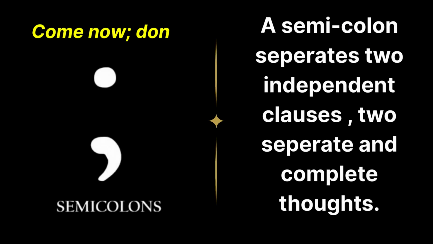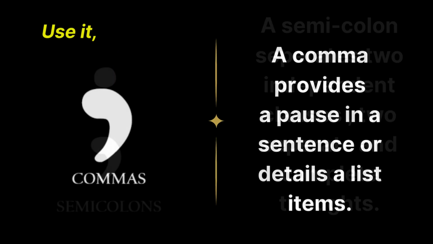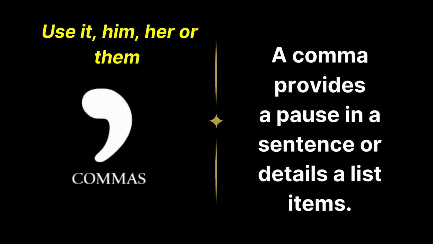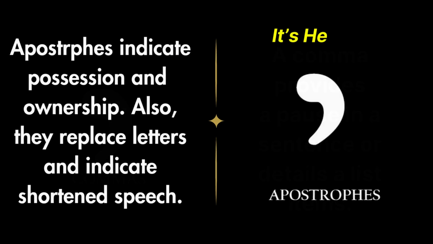A semicolon separates two independent clauses, two separate and complete thoughts. A comma provides a pause in a sentence or details a list of items. Apostrophes indicate possession and ownership. Also, they replace letters and indicate shortened speech.